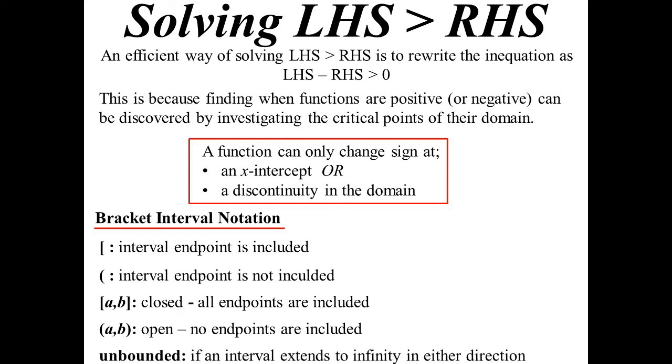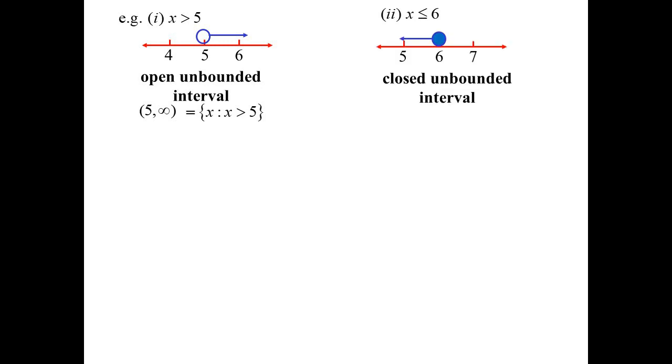And then we have what's called unbounded, if the interval goes out to infinity or minus infinity. So if I had something like x is greater than 5, which would look like that on the number line, then that is an open, unbounded interval. In interval notation, we write it that way, 5 to infinity. In set notation, we write x such that x is greater than 5, remembering the colon stands for such that. And less than or equal to 6, in this case, we have a closed, unbounded interval, and we would write it that way.